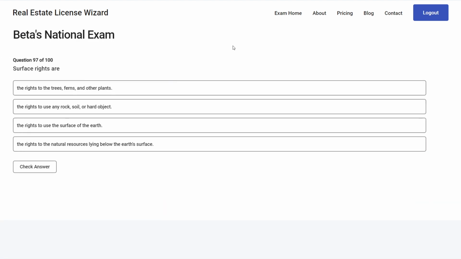All right, next question. Surface rights are 4 options: the rights to the trees, ferns, and other plants, the rights to use any rock, soil, or hard earth, the rights to use the surface of the earth, or the rights to use the natural resources lying below the earth. All right, so think that one over.